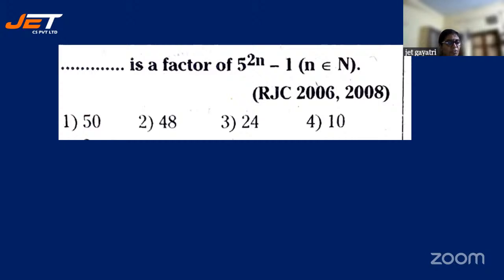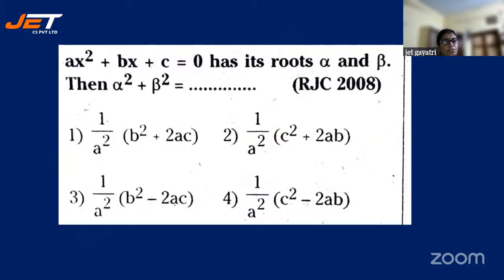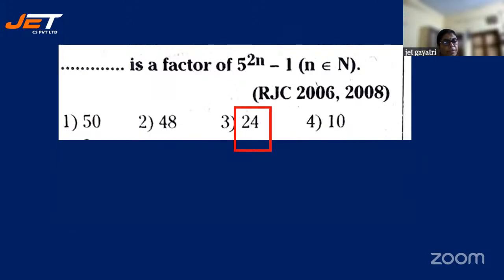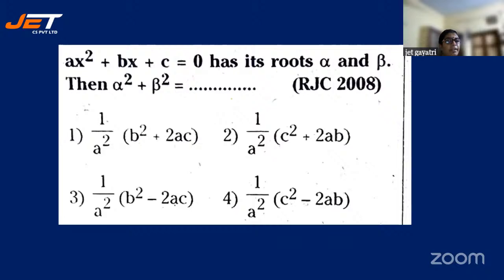Dash is a factor of 5 to the power 2n minus 1, where n is an element of N. So 5 to the power 2n minus 1. Here it is 24. You take n as 1. So 5 square is 25, minus 1 is 24. Alright, see the next question. If ax square plus bx plus c is 0, it has its roots alpha and beta, then alpha square plus beta square is dash.